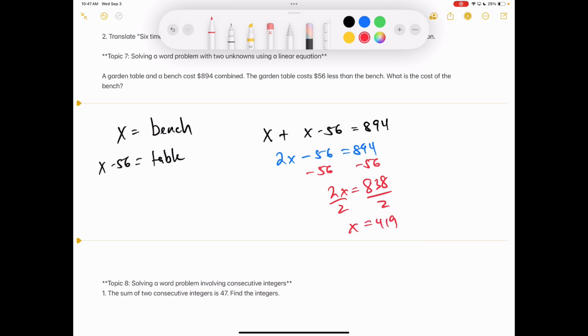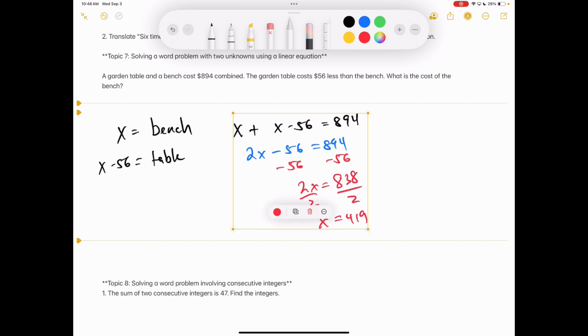So the mistake that we were looking at there, you always want to name what your variable is. Since it says what is the cost of the bench, that's what we make our X. So then we base everything off of that.